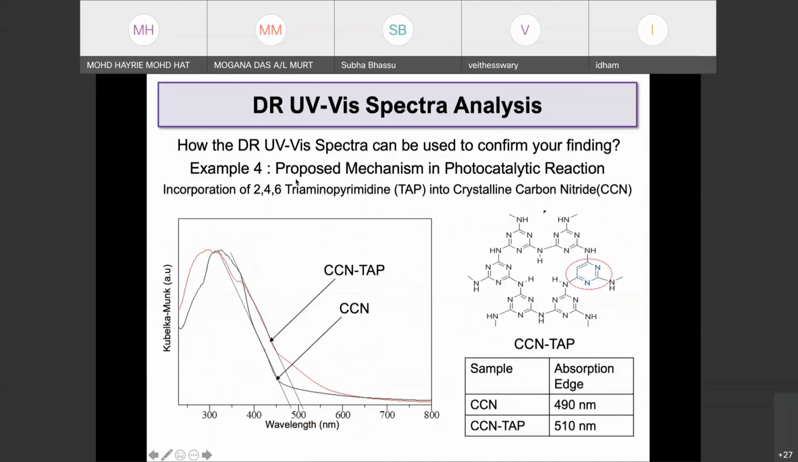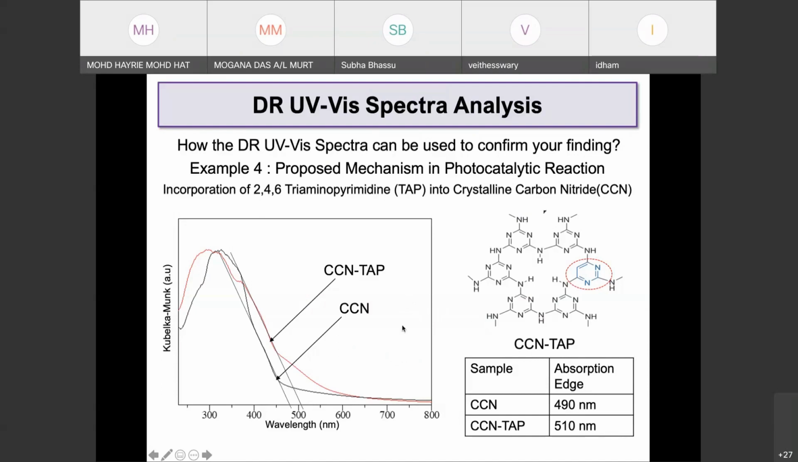And then example 4: you can use the data information from the DRUV-vis in order to propose a mechanism in the photocatalytic reaction. For example, in this case, incorporation or doping of TAP into crystalline carbon nitride. After doping the TAP into the crystalline carbon nitride, we have an improved absorption edge. For example, the CCN previously had 490 nanometer. After doping with the TAP, it improved the absorption in the visible light, to 510 nanometer.